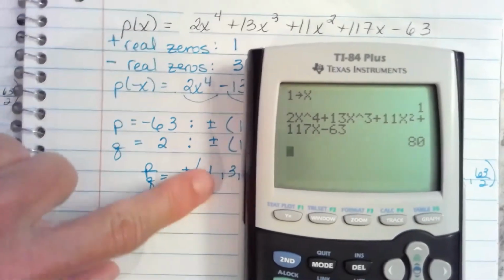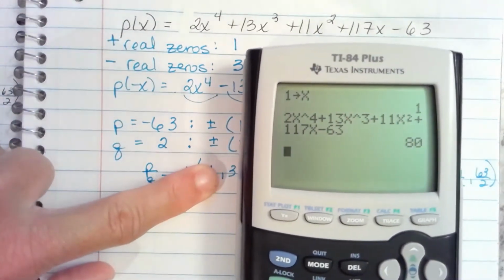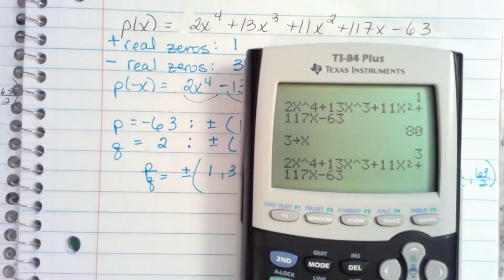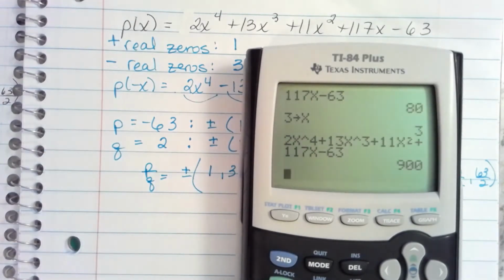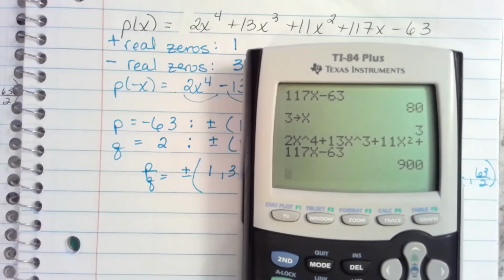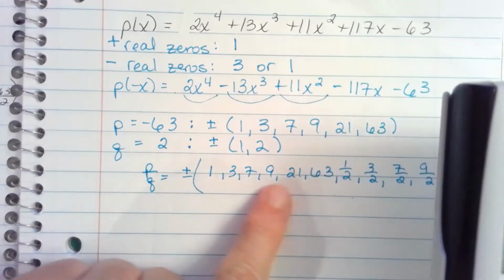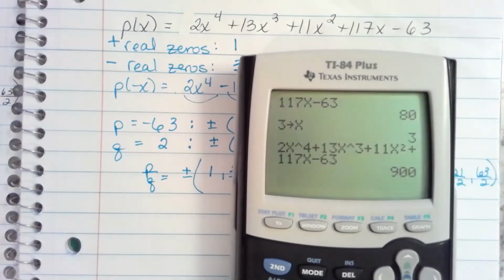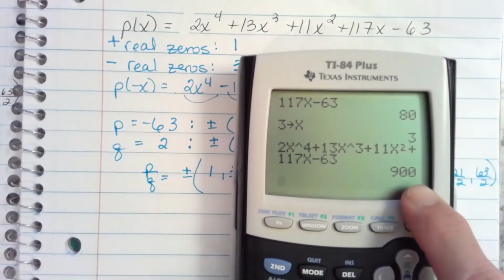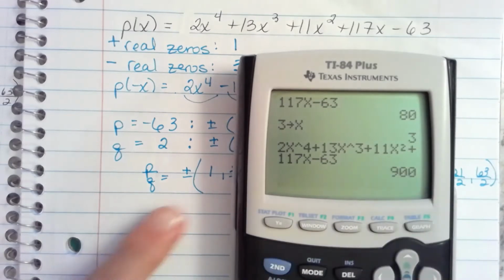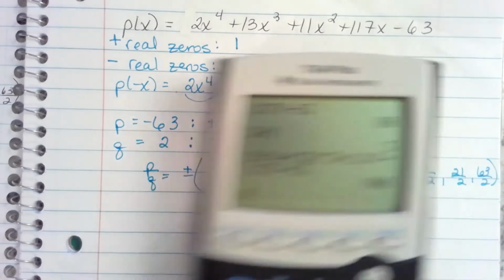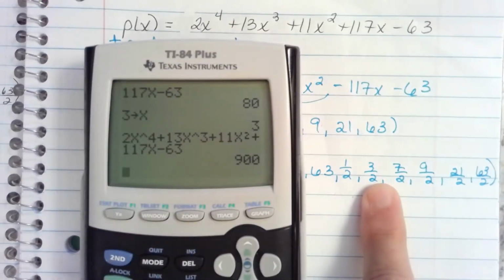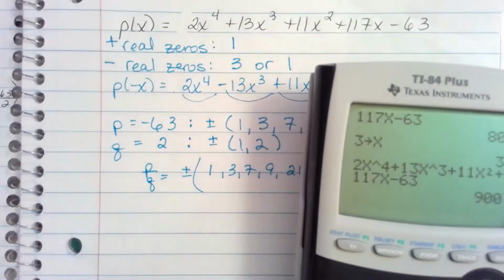So let's go to the next one in our list, which is a positive 3. We get 900. So it seems like if we keep going down this list up to the 63 and we try these values, then the result is just going to keep getting larger. So let's stop that path. Maybe we should try the negative one, or maybe we should try one of these fractions. Either way is totally fine.